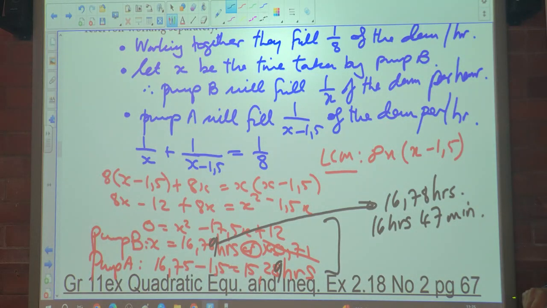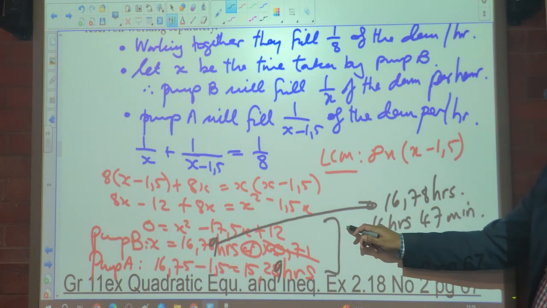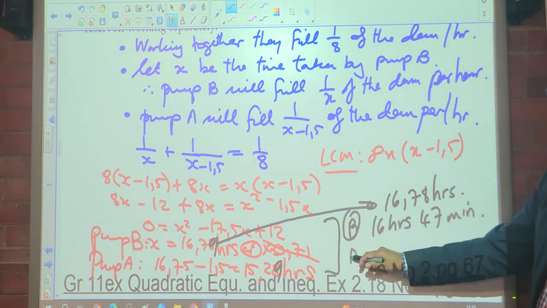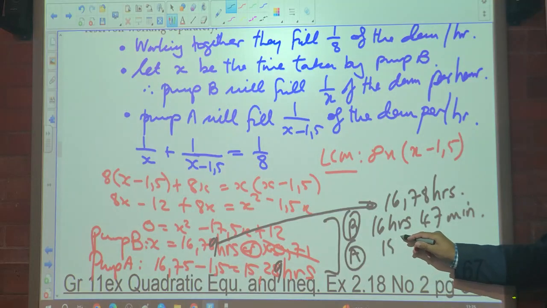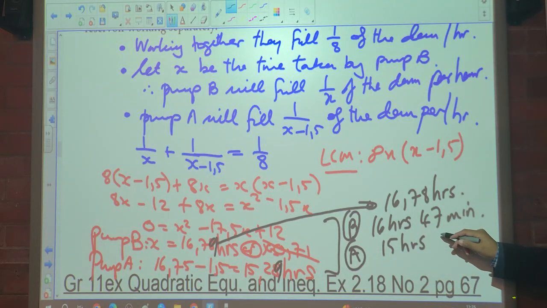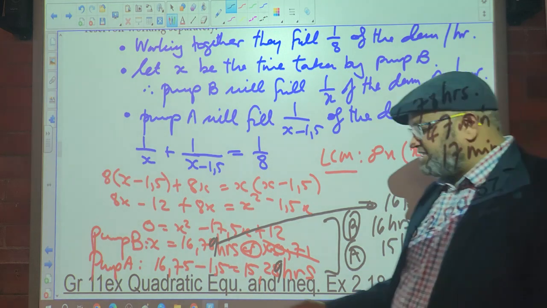You all agree with that? And then this is pump B. For pump A it is 1 hour, 30 minutes less. 16 minus 1 is 15, and 47 minus 30 is 17 minutes. Right, are you guys now happy?